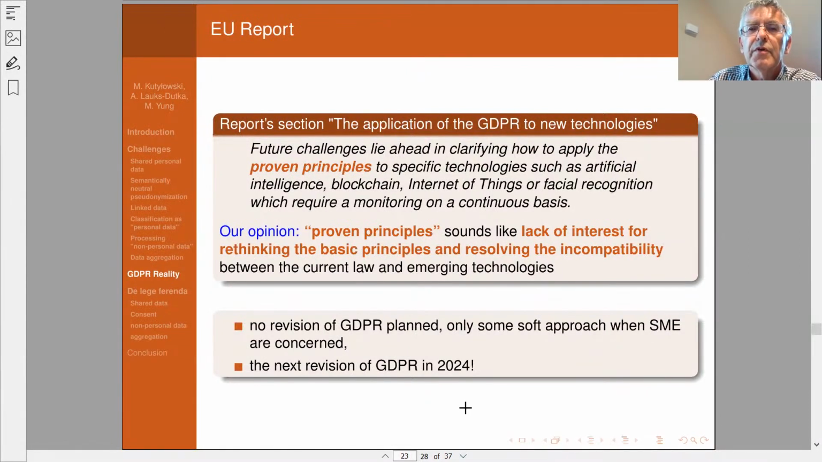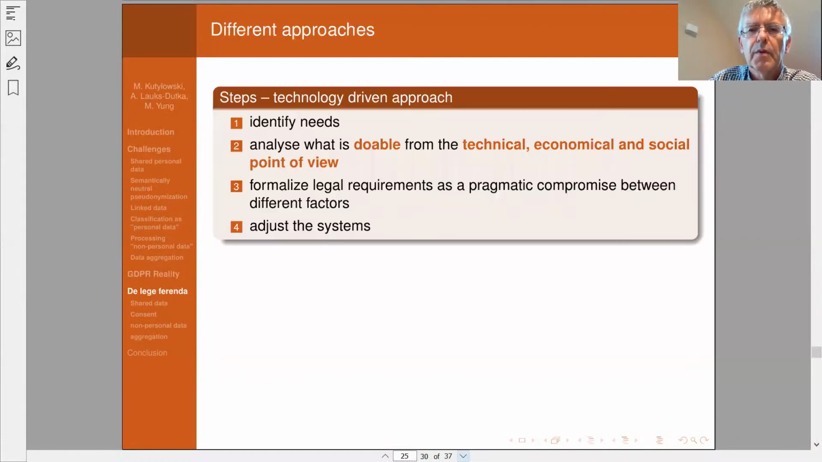So the report finally talks about proven principles, and then mentions technologies like blockchain. And it seems that there is a lack of interest in rethinking the basic principles and facing the technological problems. Even worse, the next report will be in 4 years, 2024. So we have to live with these problems.